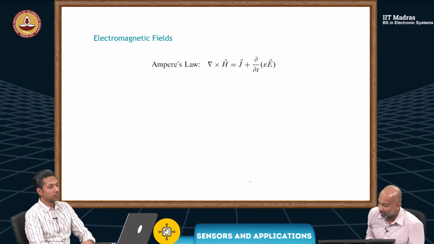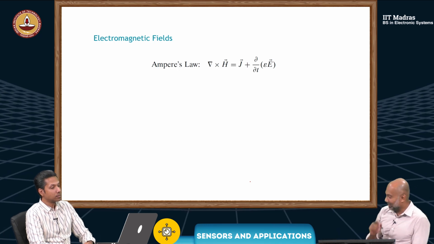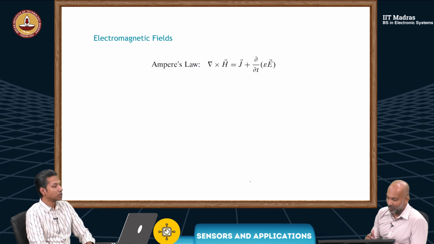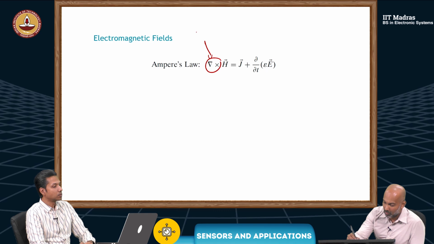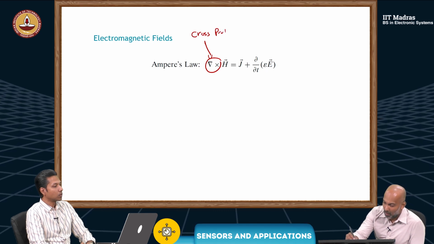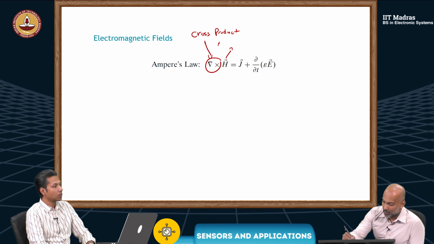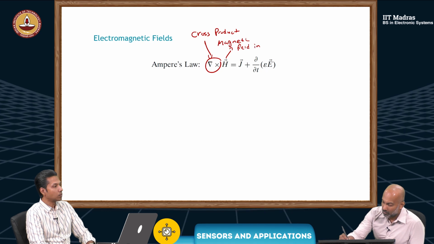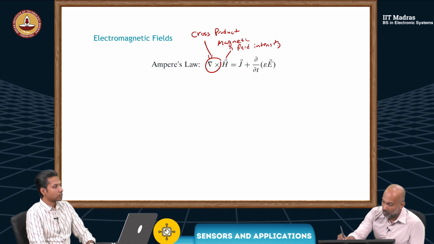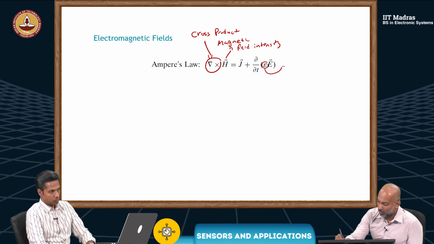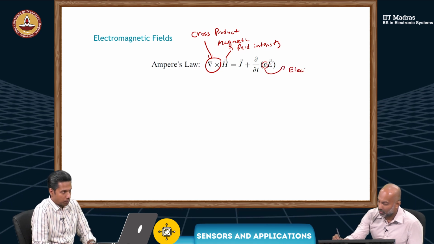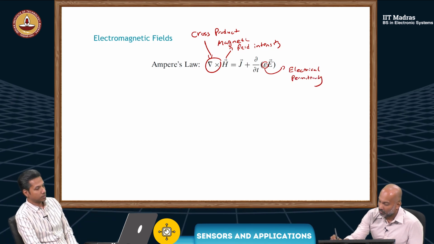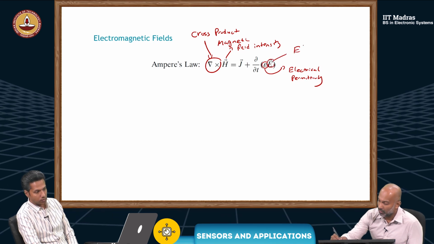Now, Boby, except for one thing, I think we know all the other things here. Am I correct? Del cross H, the cross product, we know. Cross product we know, right? This is the cross product. This is the magnetic field intensity. This one we know, right? Electrical permittivity. And this is the electric field.